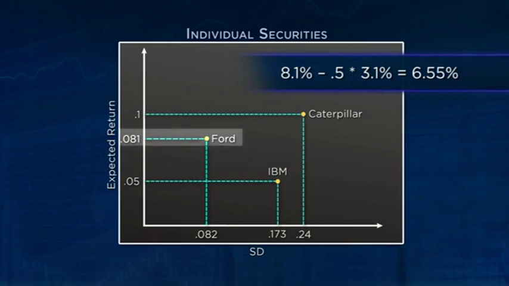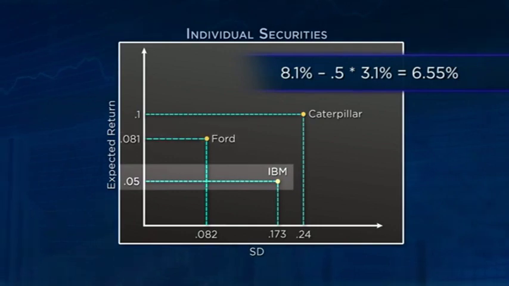If we take all of the initial weight away from Ford and give it to IBM, then the expected return on the new portfolio is simply 5%, the IBM expected return.